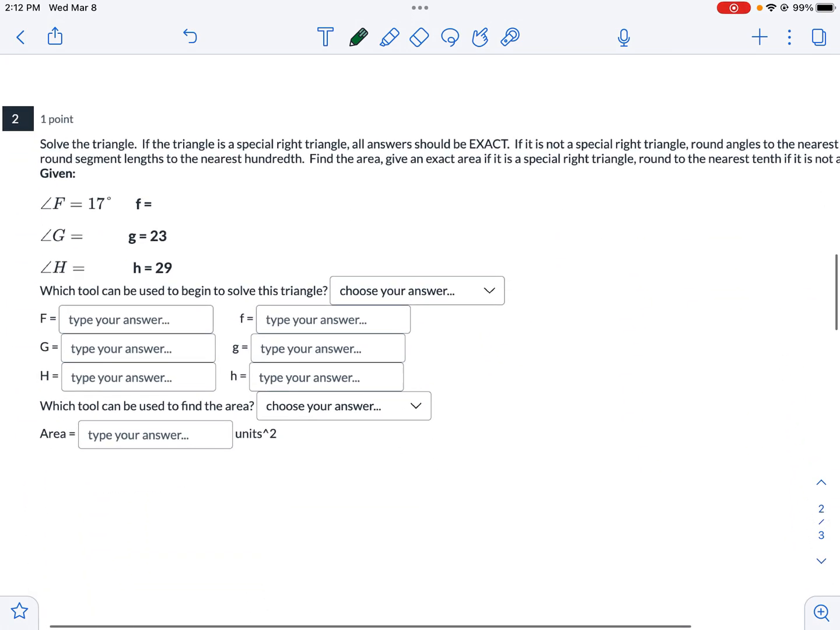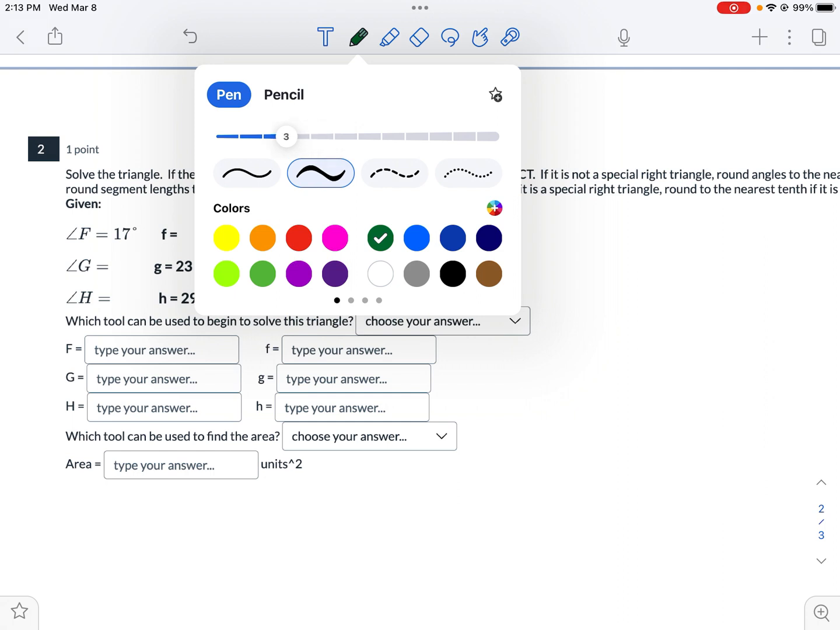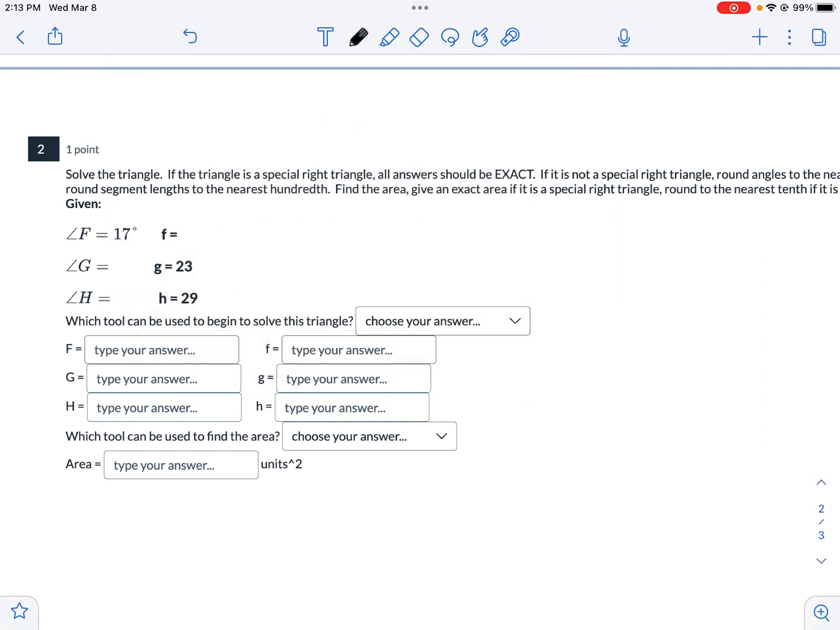If we have this problem, again, the question comes, solve the triangle. So we're going to say that it is not a right triangle. And you might be like, well, how do you know it's not a right triangle? Here's the deal. I don't know that it is. There's nothing there indicating this is a right triangle. So I'm going to say it's not.